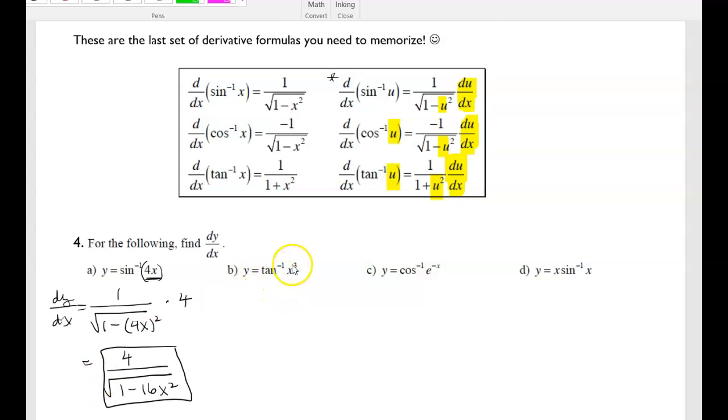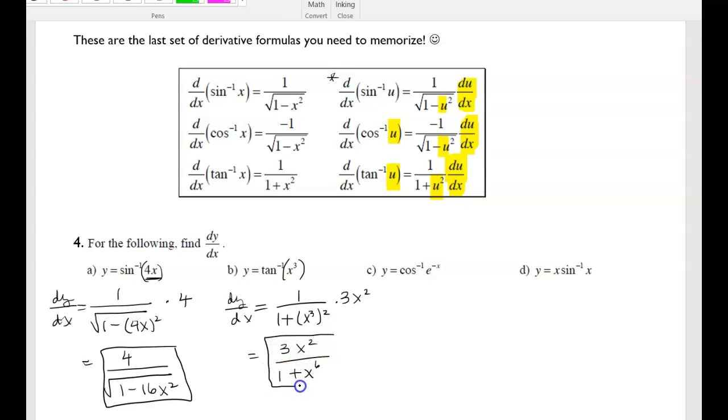Okay, in B we have inverse tangent of x cubed, same idea. I'm going to use my inverse tangent formula now. So my inside is x cubed, so my derivative is 1 over 1 plus x cubed, that whole thing squared, then times the derivative of x cubed, which is 3x squared. Again, we can simplify a little bit. 3x squared in the numerator, 1 plus x to the 6th in the denominator.